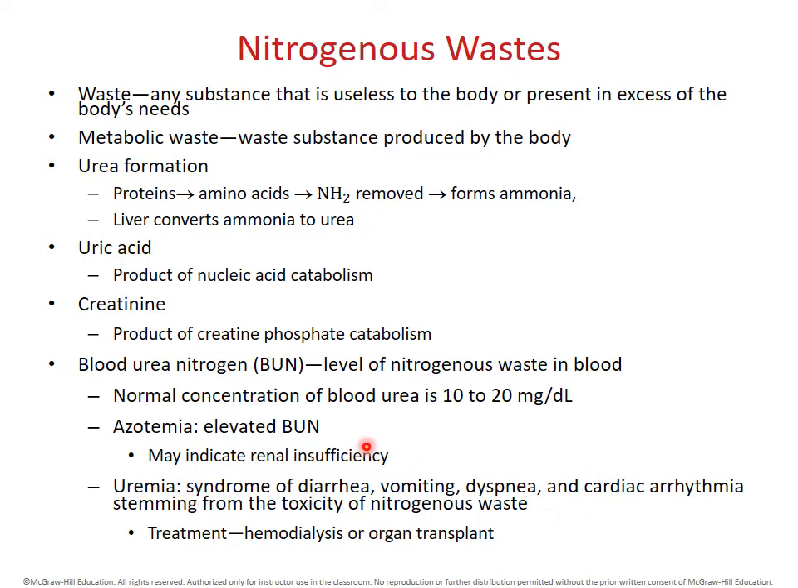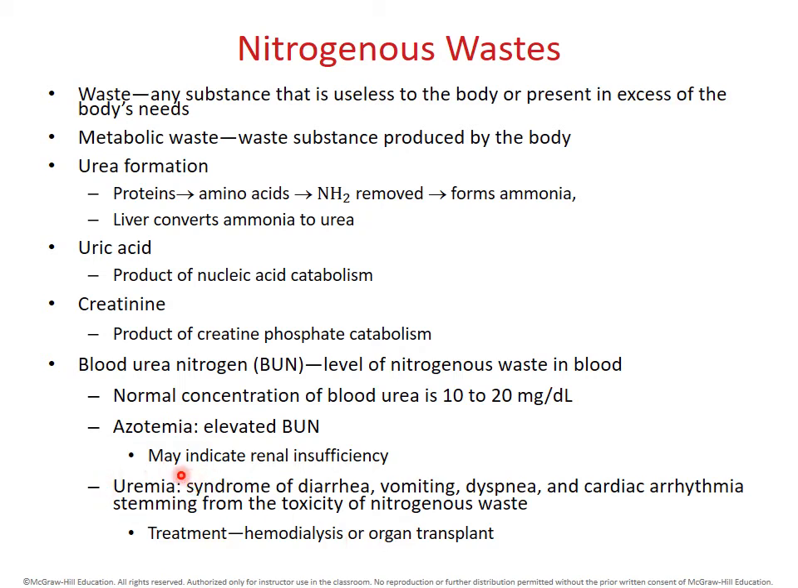And you see here some of the symptoms of uremia: diarrhea, vomiting, abnormal respiratory rates, dyspnea, cardiac problems, fibrillation, arrhythmia, things like that can result from it. And this is all from the toxicity of the buildup of urea, and usually associated with it other nitrogenous wastes as well.